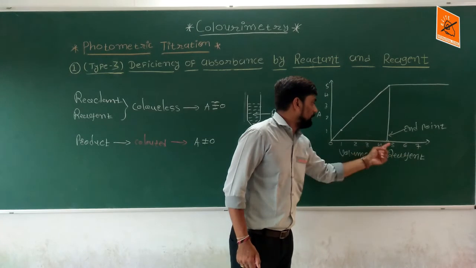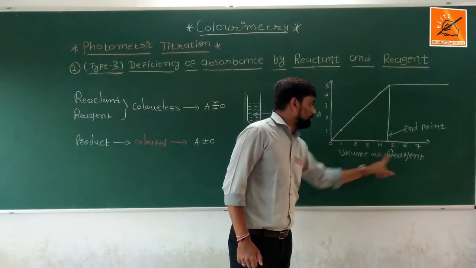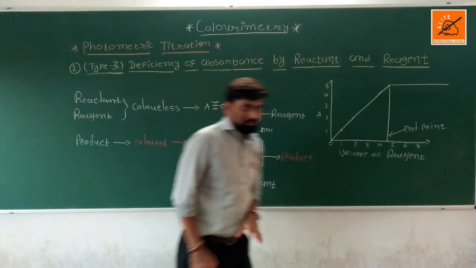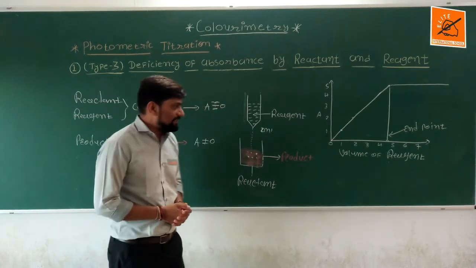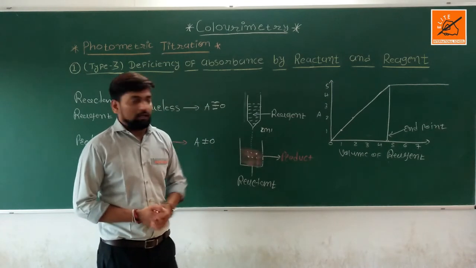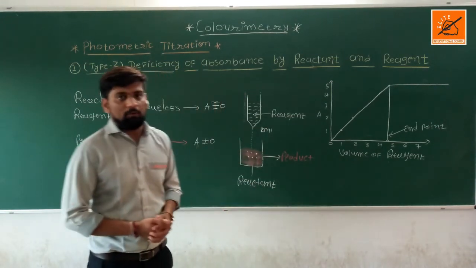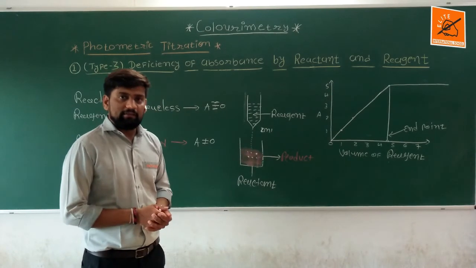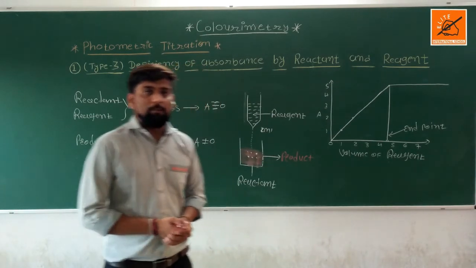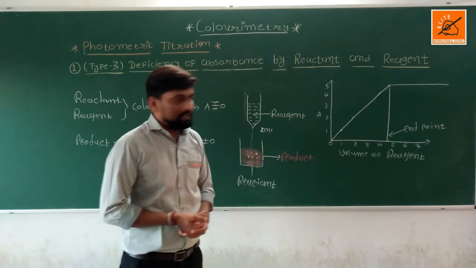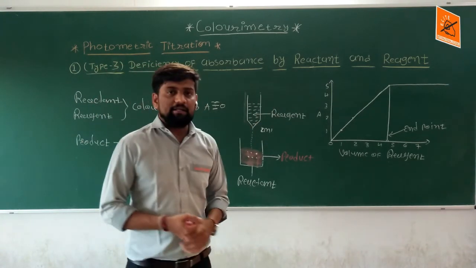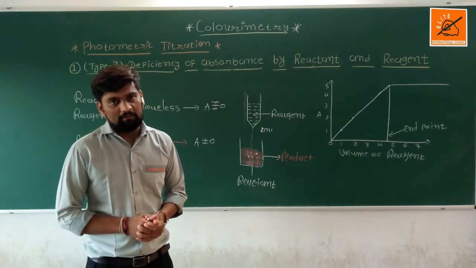So this end point is formed. That much volume is required for the reactant to convert into the product. Here, suppose approximately 5 ml of reagent is required to convert all the reactant into product. So the end point is used to determine the concentration or volume of the reactant. This type of graph shape is obtained when reactant and reagent are both colorless. This is the type 3 graph.